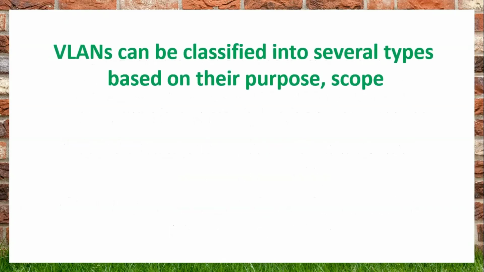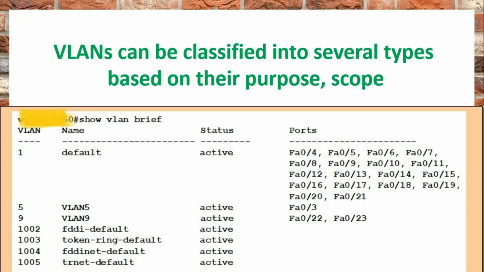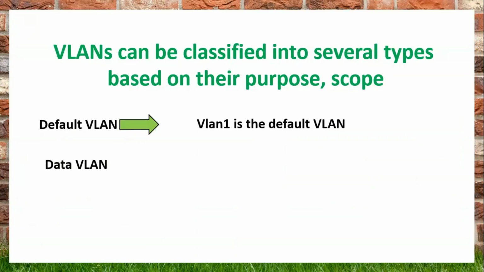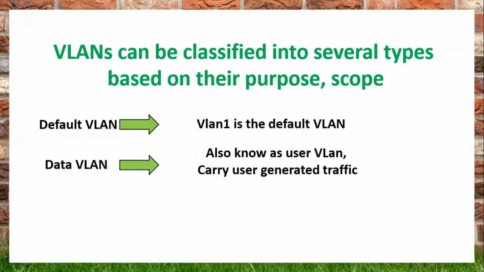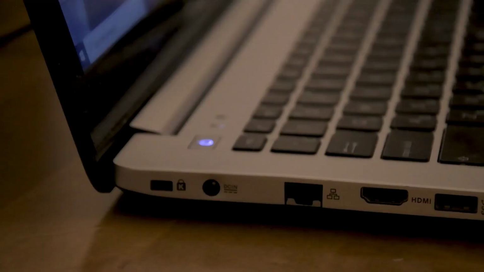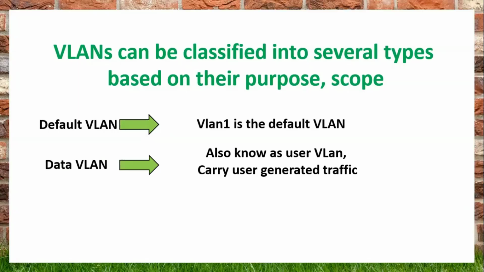Types of VLAN. VLANs can be classified into several types based on their purpose and scope. Default VLAN. VLAN 1 is the default VLAN. The default VLAN is always VLAN 1 and it cannot be changed. Next is data VLAN. Data VLANs are used to carry user-generated traffic. We can also call it the user VLAN. User VLAN means generally we are connecting a laptop or a desktop to the office network. That port will be configured as the data VLAN, which carries the user data.